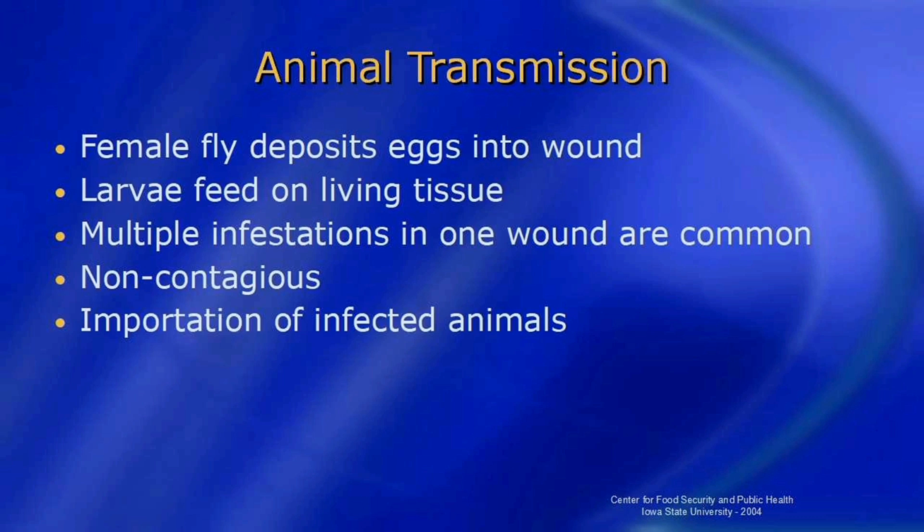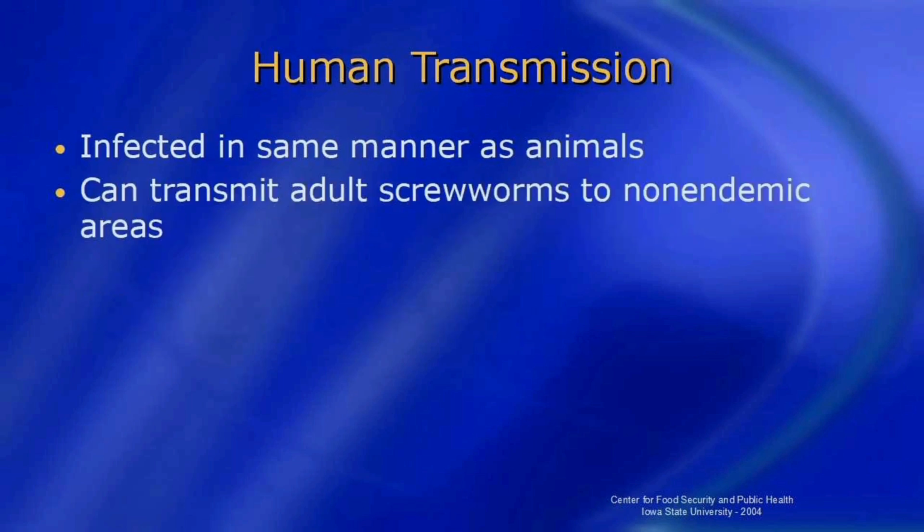Infested wounds attract other female flies and multiple infestations often occur. It is not contagious between animals. Flies are transmitted to non-endemic countries, often through importation of infested animals. Humans are infested in the same manner as the animals. Any superficial wound is susceptible to infestation. Humans are capable of transmitting screwworms over long distances when screwworm adults are carried in transport vehicles.